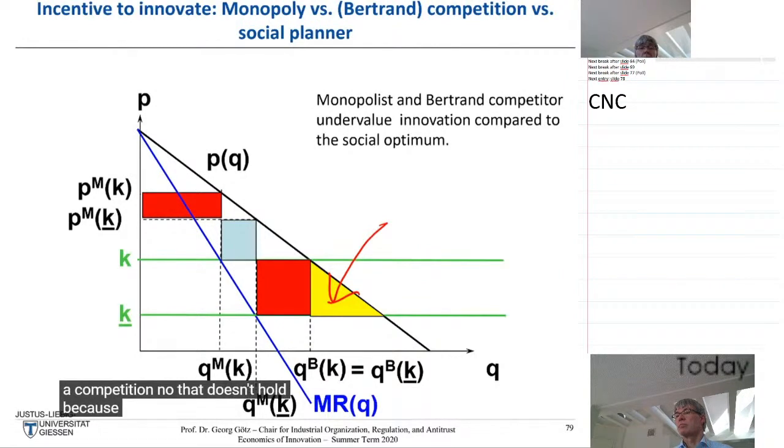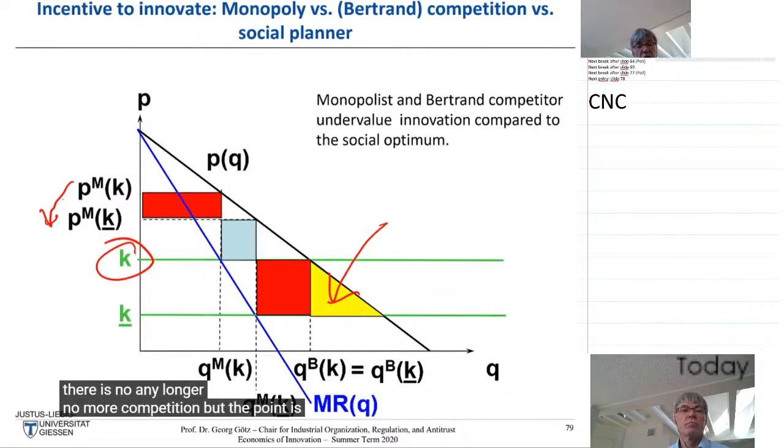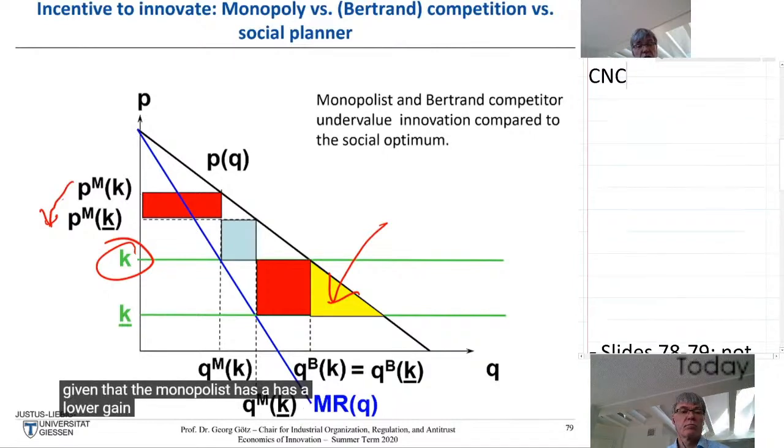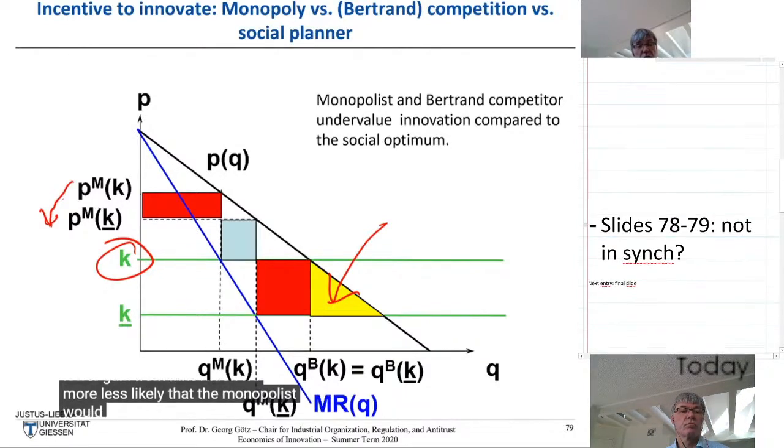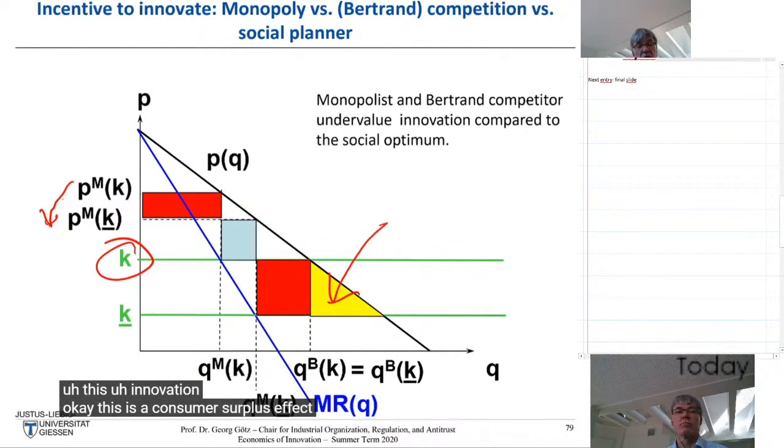No, that doesn't hold, because you remember that unless it's a drastic innovation, the monopoly price will always be higher than K, and under Bertrand competition, the price is K. And if you have a drastic innovation, of course, the prices would be the same under competition as under monopoly, because there is no more competition. But the point is that given that the monopolist has a lower gain from innovation, it's less likely that the monopolist would introduce this innovation. This is a consumer surplus effect, which I already told you means that firms cannot appropriate all returns from R&D.